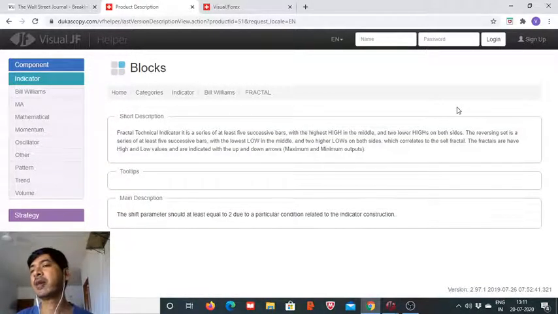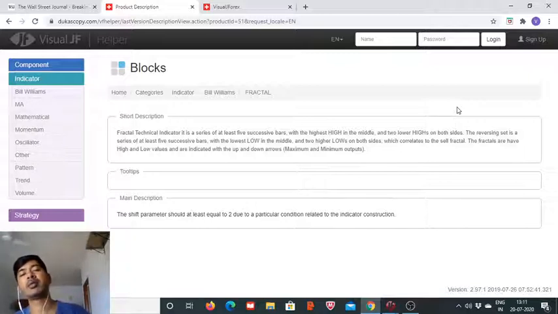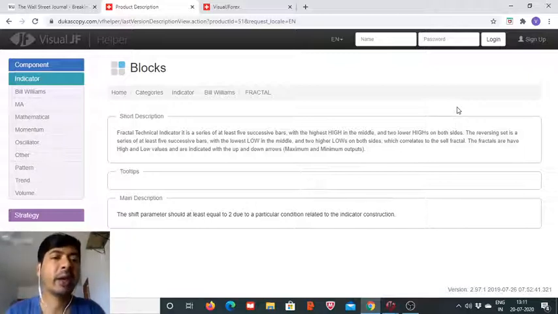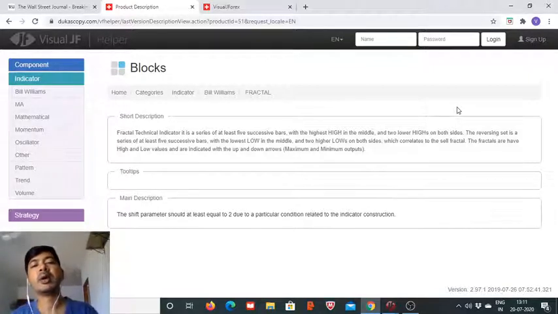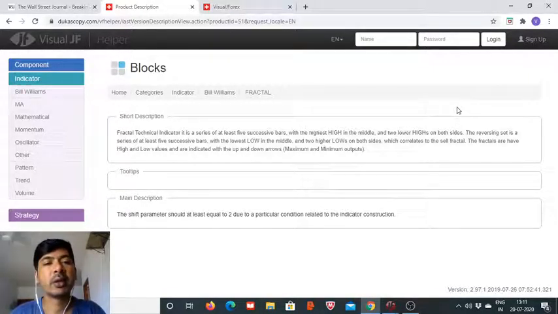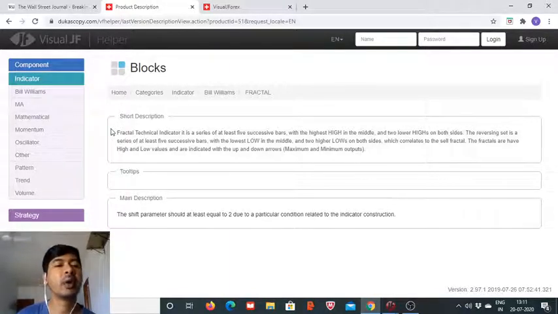Fractal is a fairly simple indicator. It's good and it's fairly useful as well, and the description and easy implementation make it fairly easy to use, and a profitable algorithm can be made with it.